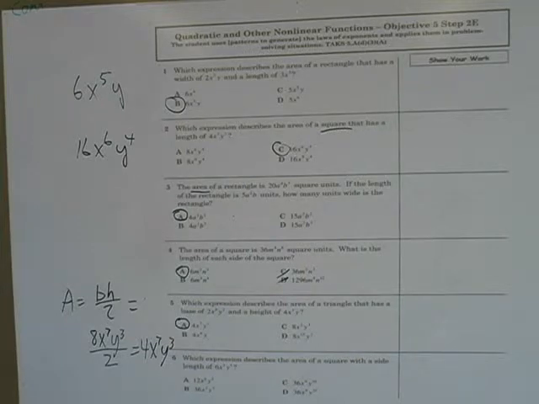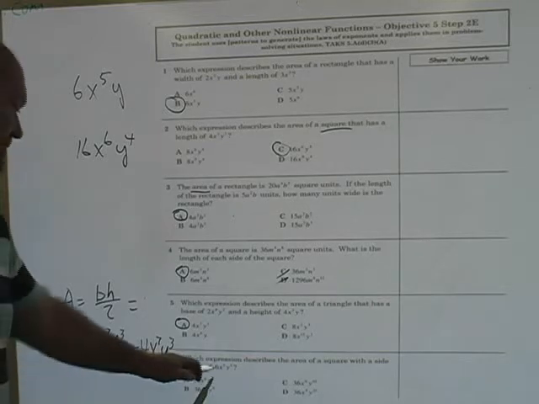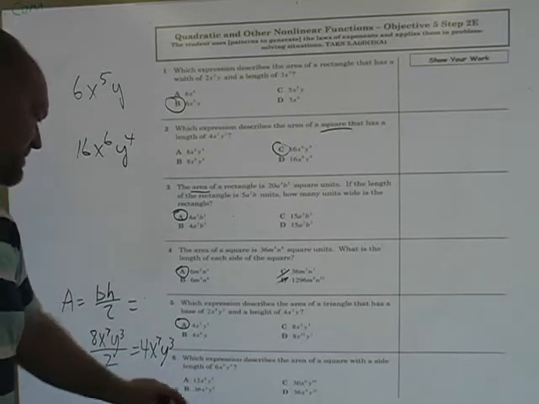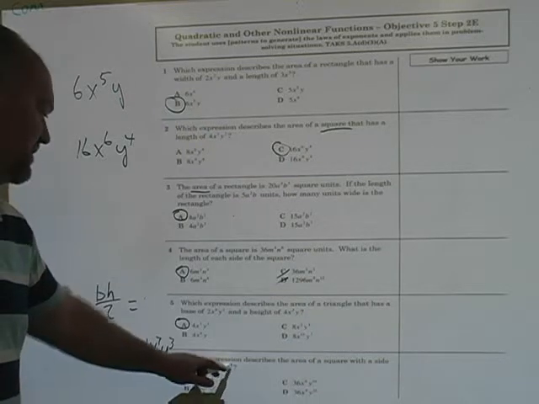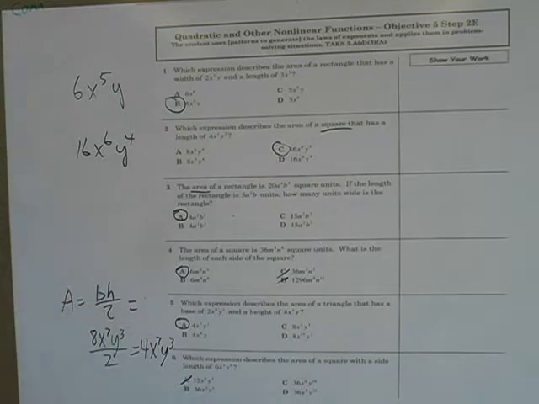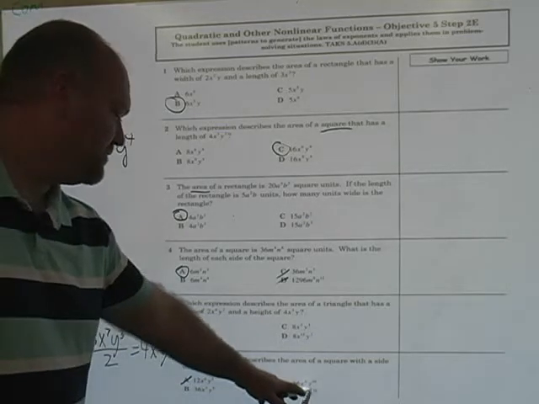Number 6. Area of a square with this given side length. So a square, just multiply it by itself. 6 times 6 is 36. X to the 3rd times x to the 3rd is x to the 6th. Y to the 5th times y to the 5th is y to the 10th.